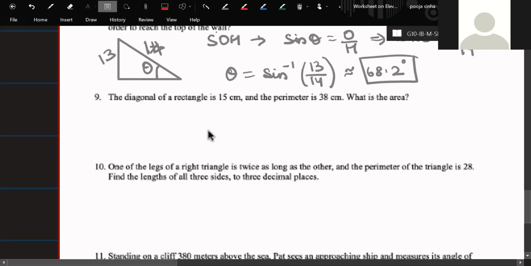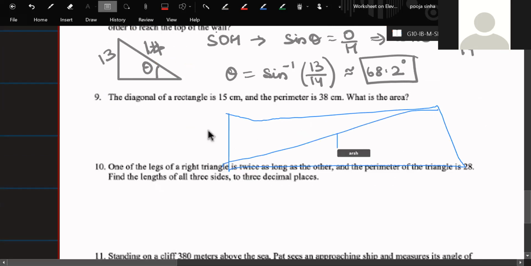68.2 degrees. Okay, next. Ash, you will draw on the screen now. Yes, miss. 15 and the perimeter is 38.